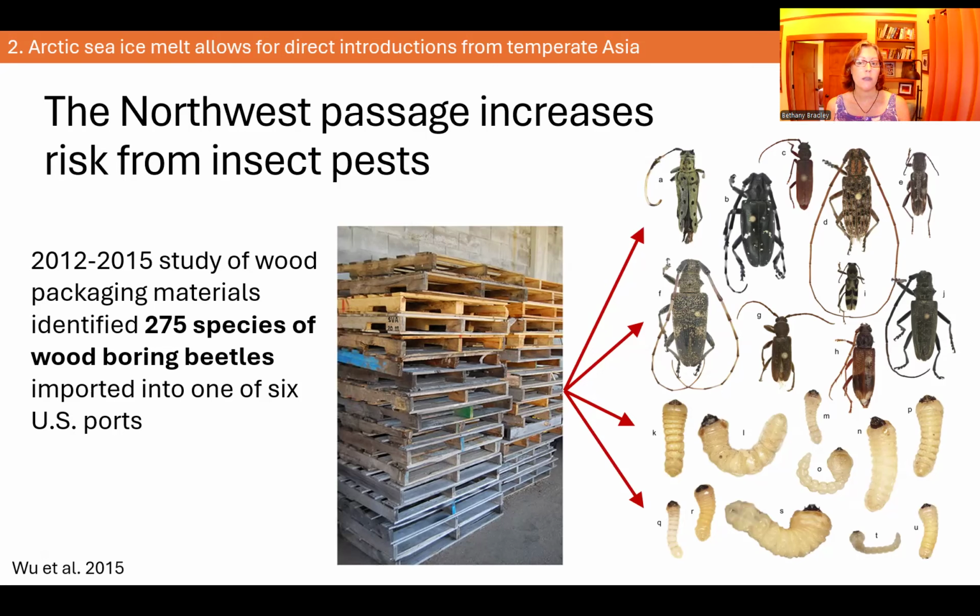So this is particularly problematic for wood boring beetles like the emerald ash borer, because most packaging materials are made from wood. So like the pallets shown in this image are wood based. And then the figure on the right is from a 2015 study of wood packaging materials that were imported into a sample of 6 different US ports. And they reared larvae and did DNA analysis in that study, and they were able to identify 275 different species of wood-boring beetles just in that wood packaging material. So there are already a lot of these critters getting imported, and climate change is helping them get to their optimal Northeast habitat.